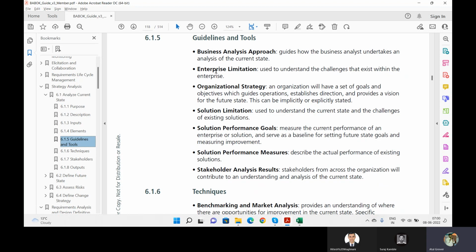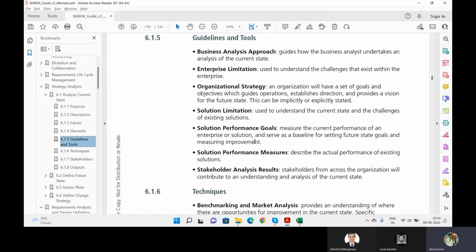Solution limitation. This is enterprise, now the solution limitation. What solution limitation is basically: what is the current state of the solution you are using and what are the challenges you are facing. The as-is is being discussed, not the future. Boss, tell me what your problem statement is right now, like why you are attending this training, what is the current state. Atul, I am good but not that much. Challenges: I am not able to talk to the customer many times because I have no clarity in the business perspective.